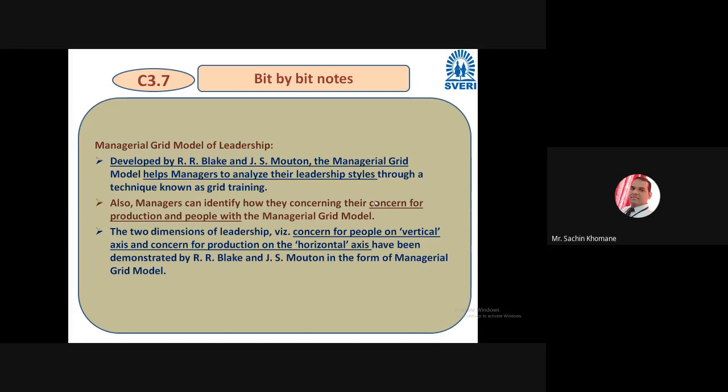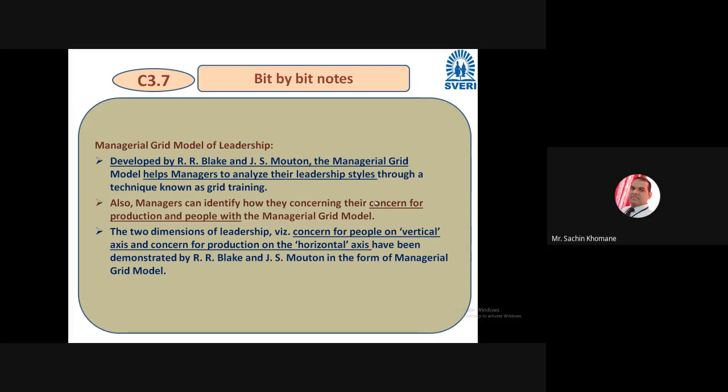So friends, this particular managerial grid model was developed by R. Blake and J.S. Mouton. The managerial grid model helps managers analyze their leadership styles through a technique. So what is this technique? Managers will analyze their leadership style. We have seen a variety of leadership styles, so the manager will analyze which style I am using, right? For that purpose, this grid type of model is very important.